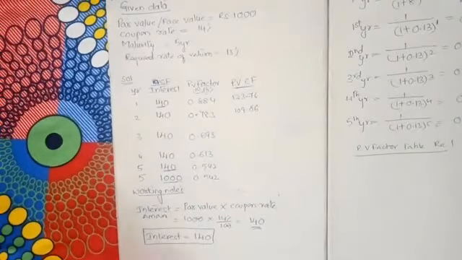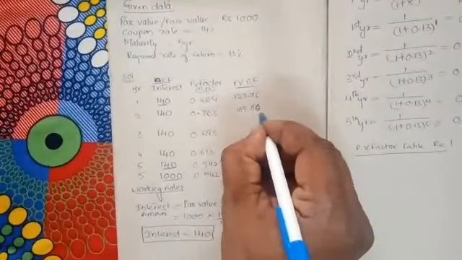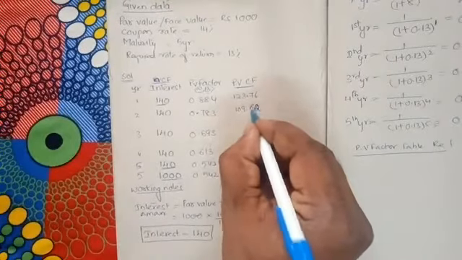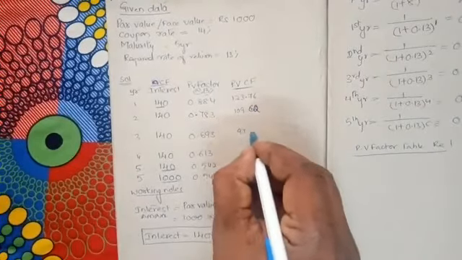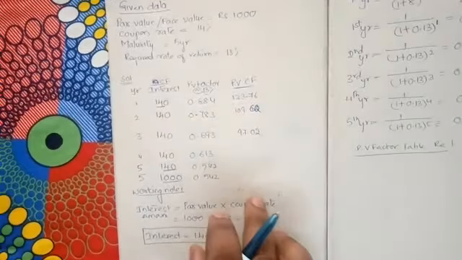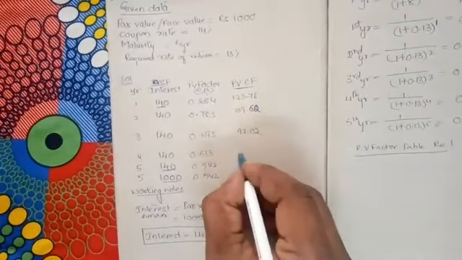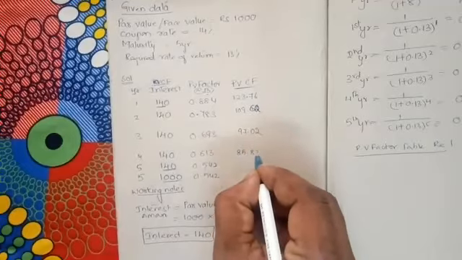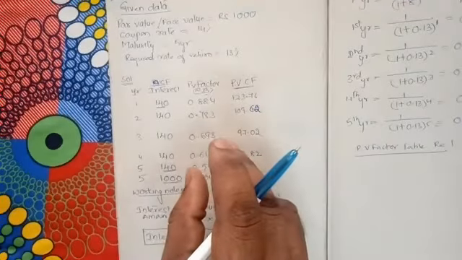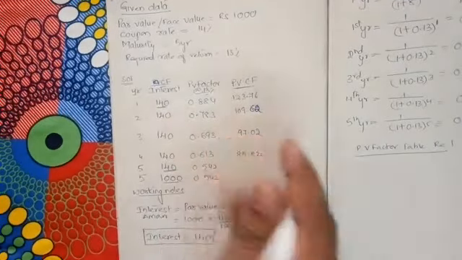140 into 0.693: 97.02. Okay. 140 into 0.613: 85.82. Okay, I'm recording this session. I will put this link for you also.